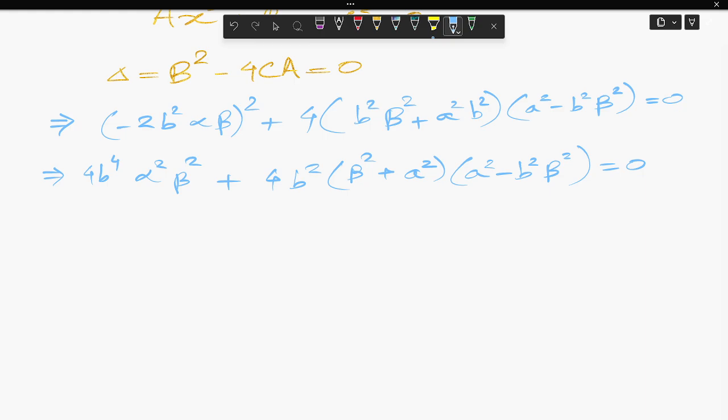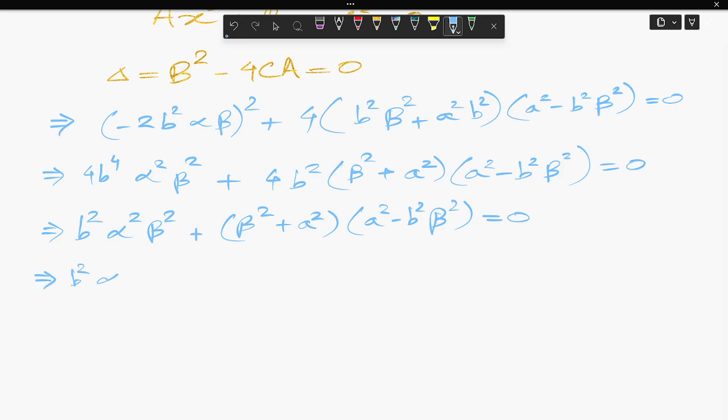So we can see that 4b square will be common from both terms, and this side is our 0. We can divide by 4b square because b square is a positive term and 4 is also. So we divide both sides by 4b square. Now we will get b square alpha square beta square plus beta square plus a square into a square minus b square beta square is equal to 0.